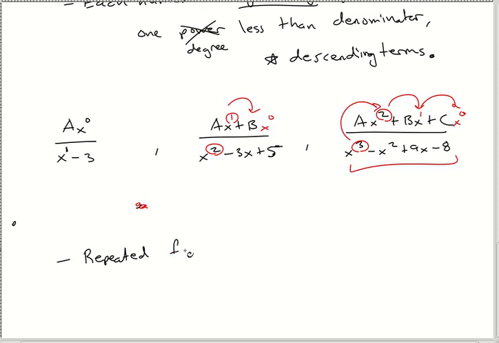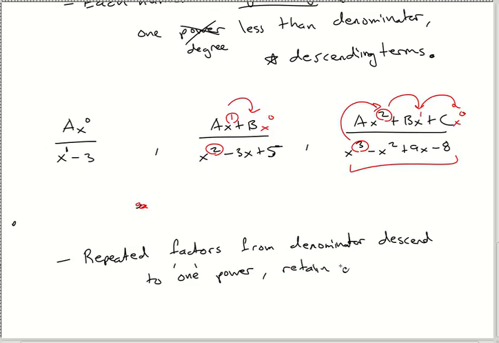So here's another rule. Repeated factors from your denominator descend to a 1 power. I'm going to say 1 power. I like that. A 1 power. Not degree here. Each of them retain the numerator from the simplest expression.